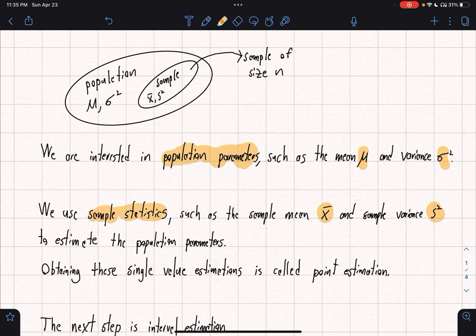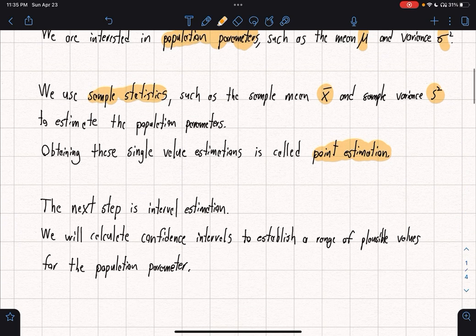We called this point estimation because it's a single point. X bar is a single point for mu. S squared is a single point for sigma squared. But we're now moving on to something called interval estimation. So instead of just having one point, we want to create a range of plausible values for these population parameters. So to do that, this chapter is about what we call confidence intervals. So confidence intervals will establish a range of plausible values for the population parameter. Okay, so that's what we're doing here.